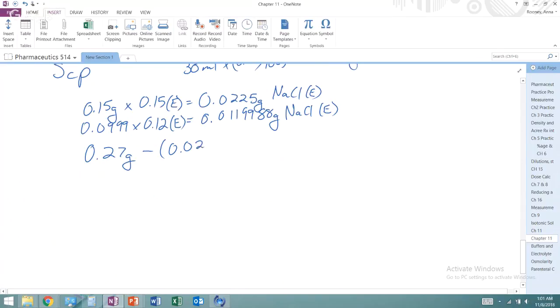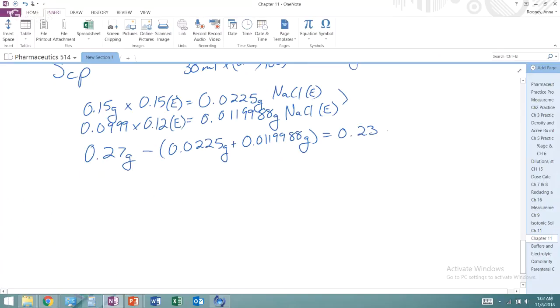And then you have to add these two together, and you take it away because these are pulling power away, and you find out the amount of sodium chloride that you need for the rest of it to make it isotonic.